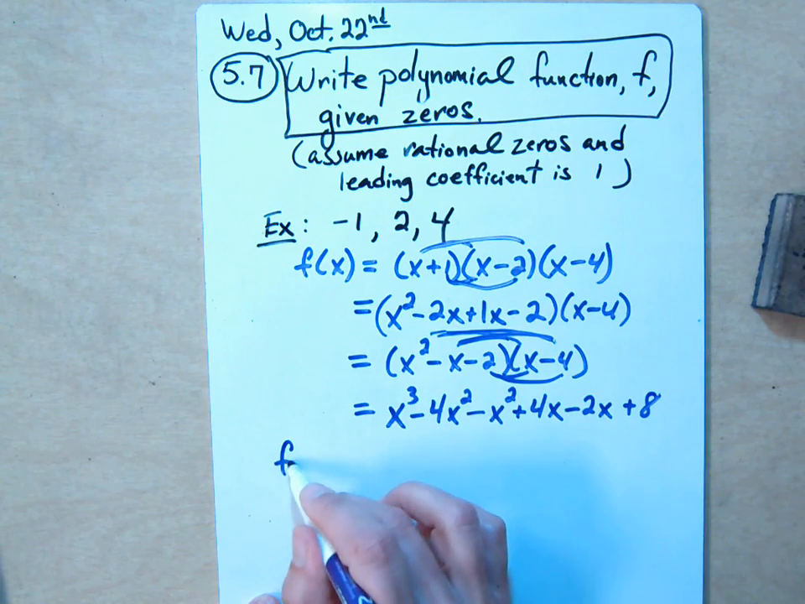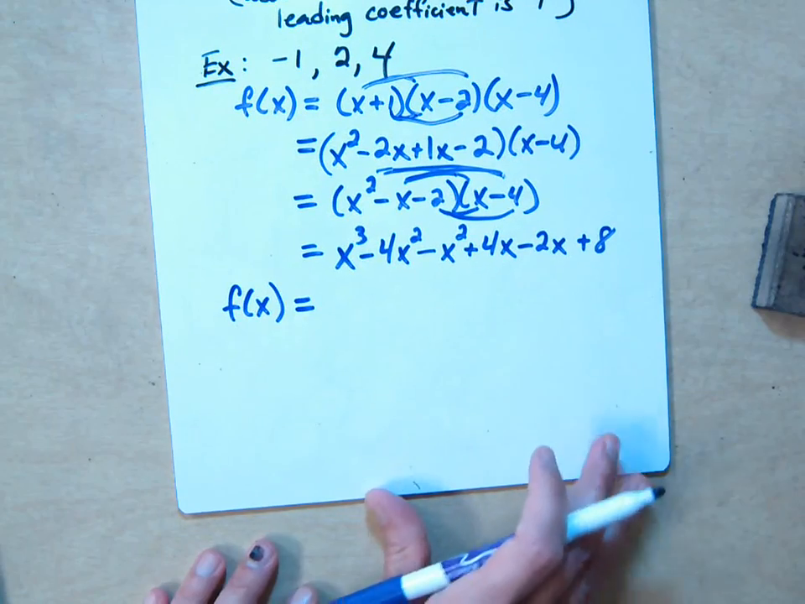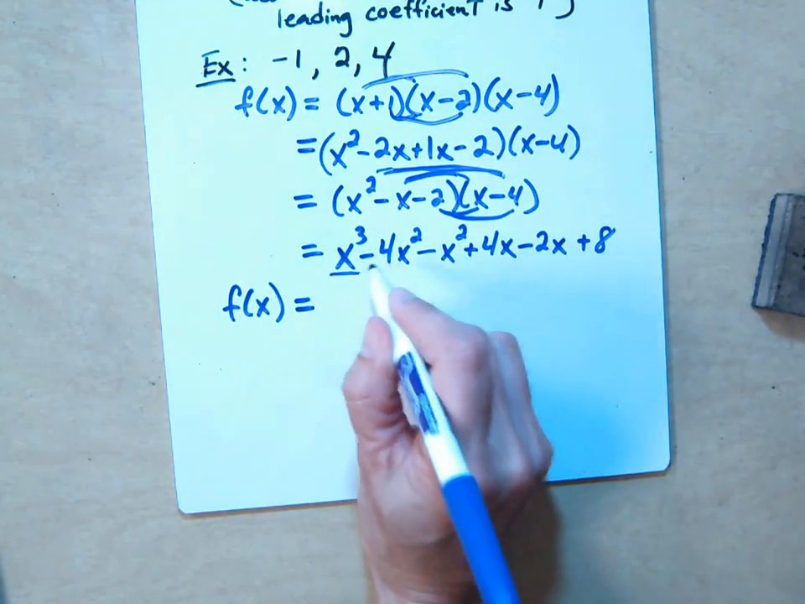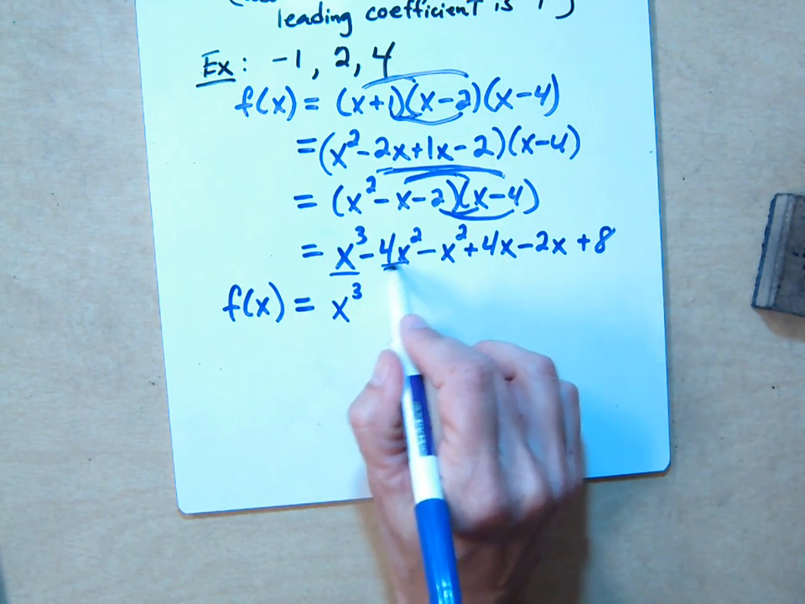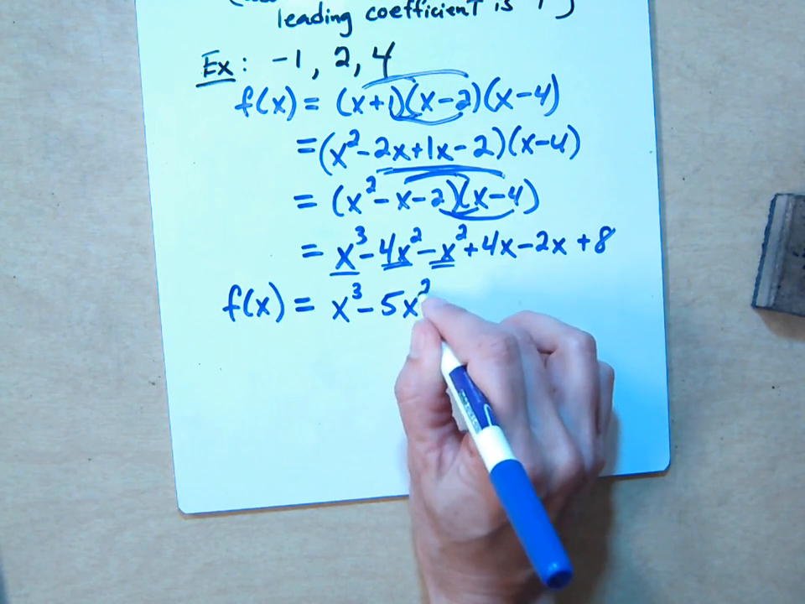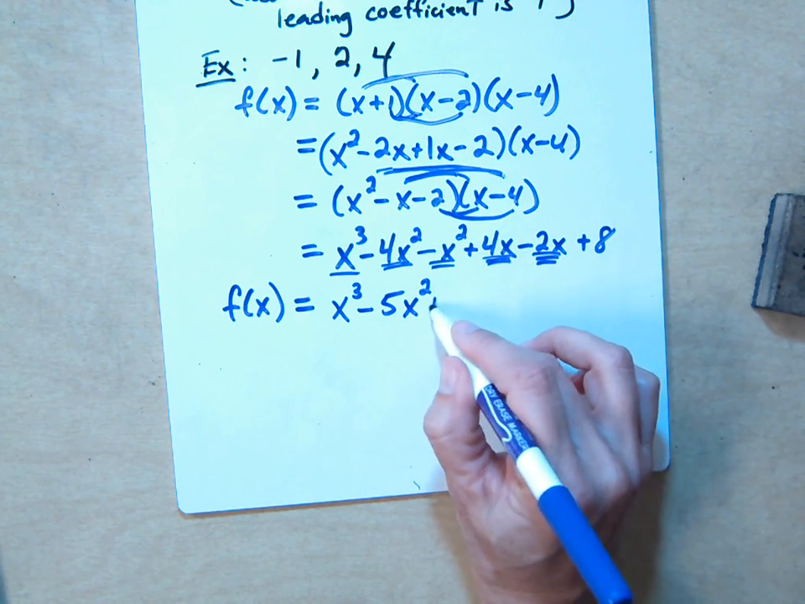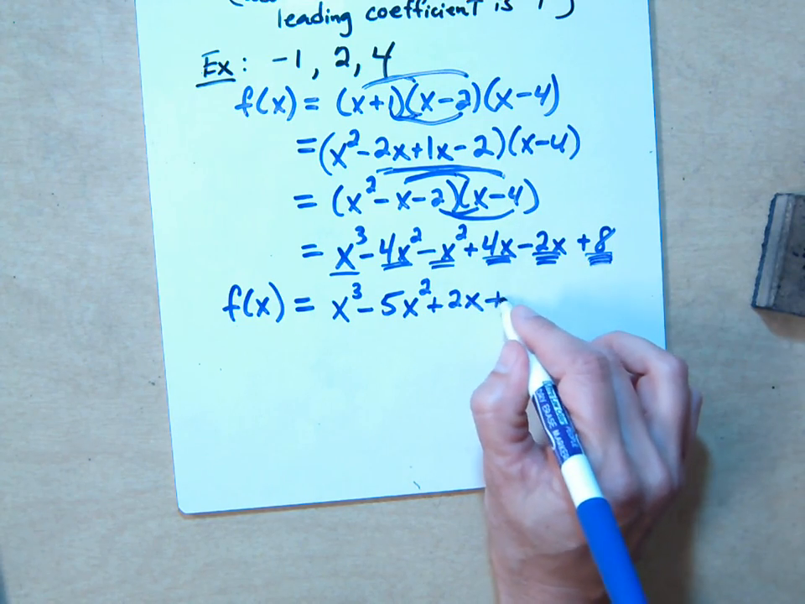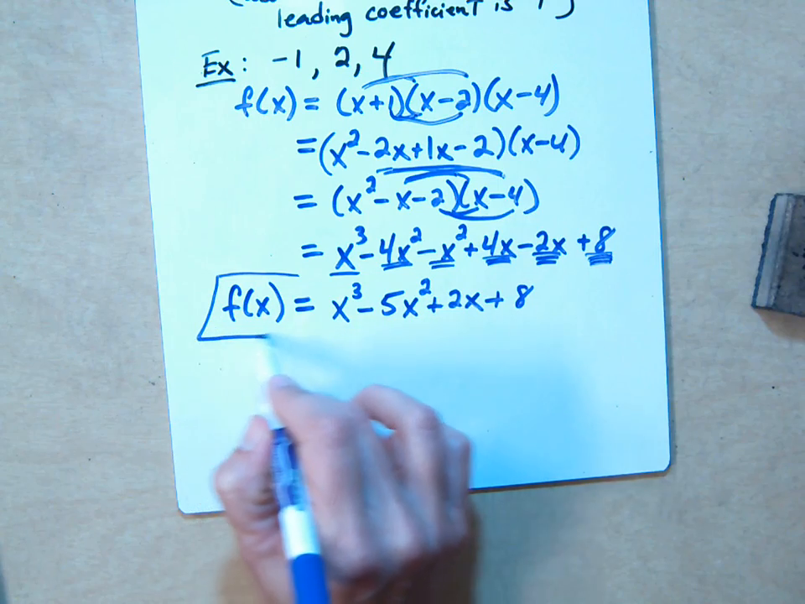And all we're left to do for our final answer is combine like terms, and then I'm going to let you try an example. So f of x equals, we have 1x cubed, so we leave that alone. We have negative 4x squared and negative 1x squared is negative 5x squared. We have 4x minus 2x is plus 2x. And we have our lonely little 8, which can't be combined with anything else. So this is our answer.